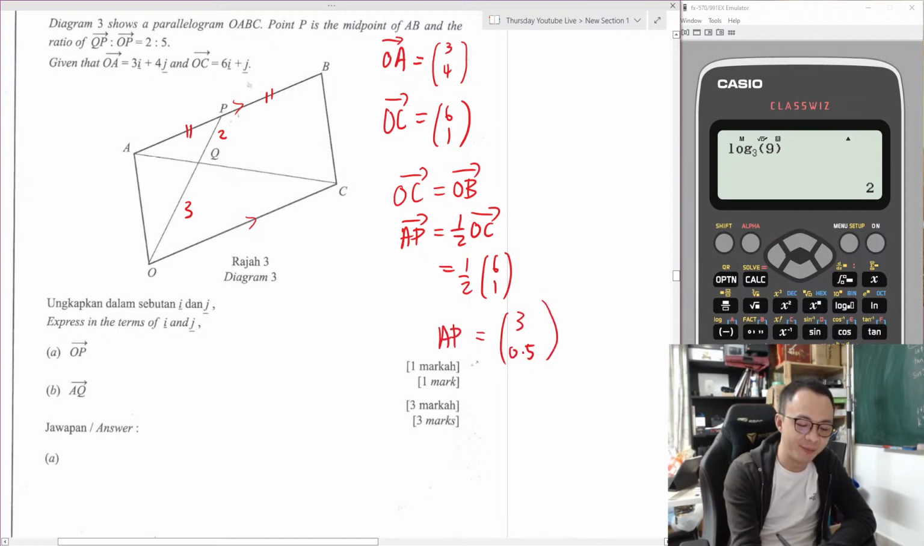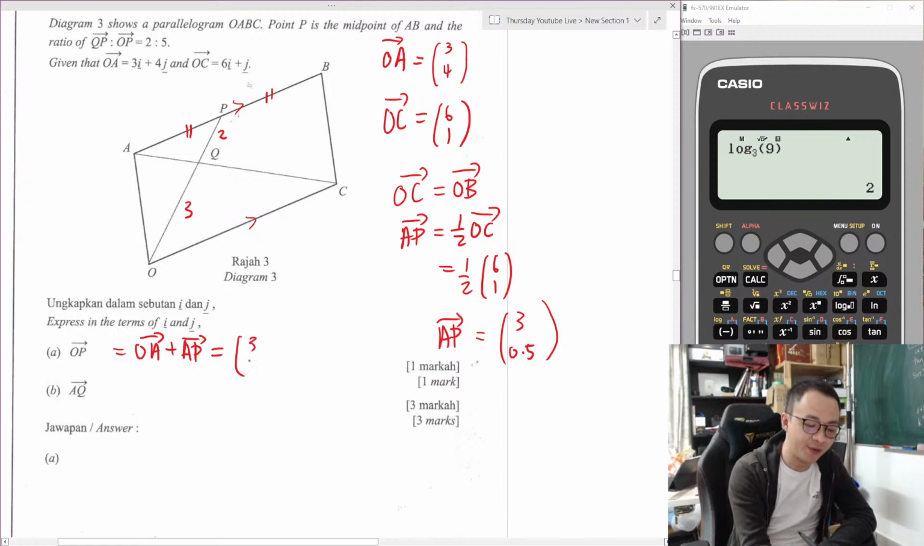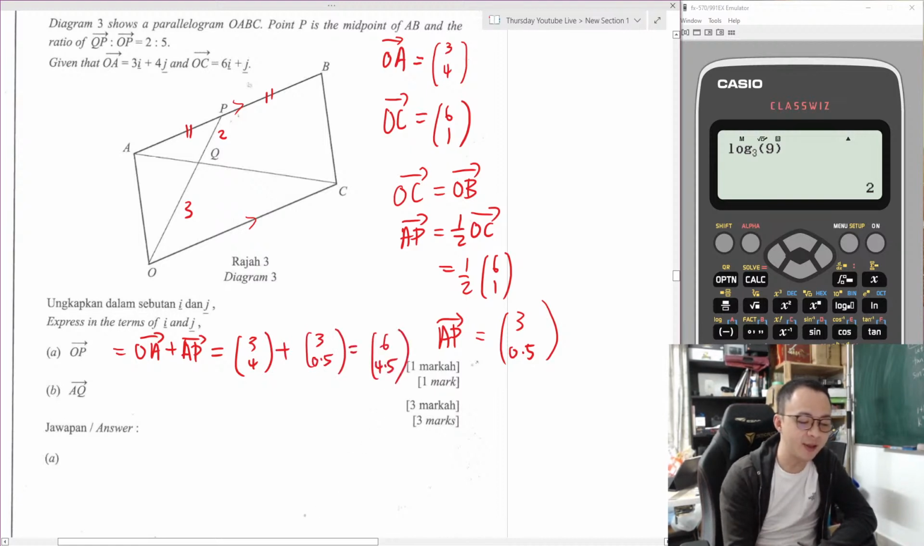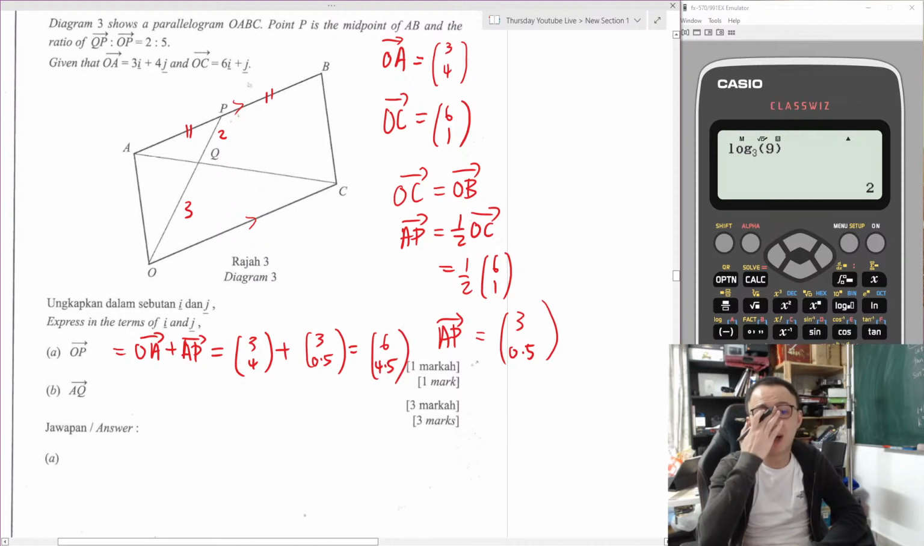Okay, this is AP. So I want to find the OP. I will say it is OA plus AP. So which is 3, 4 plus AP which is 3, 0.5. Then this one will be 6 and 4.5. Okay, not too bad for this 1 mark question.